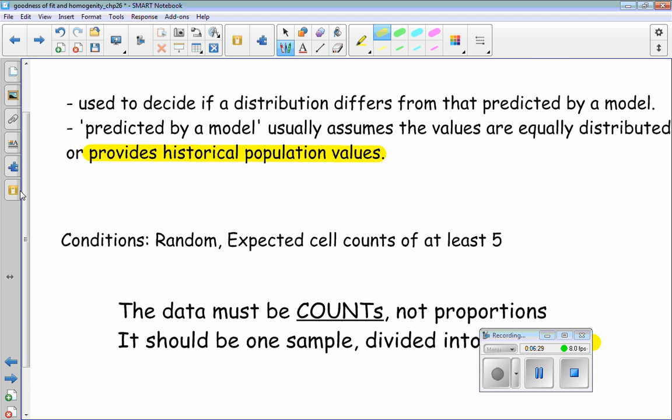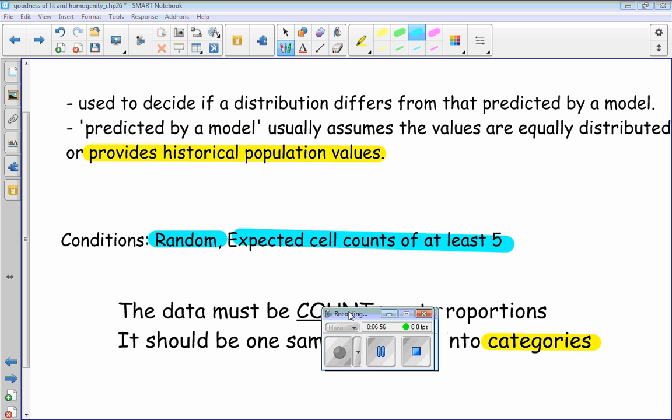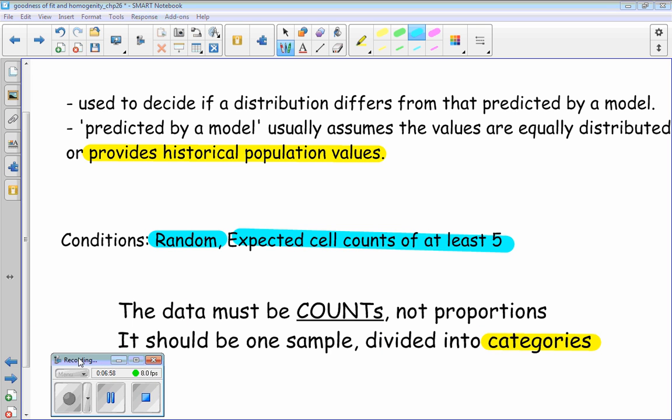The only conditions we have to worry about, there are two of them. We have to make sure that, obviously, it's random, and that the expected counts are at least 5. We'll talk about what expected counts mean versus real counts in a minute. And again, we're talking about counts, not proportions. We are talking about values. And it should be one sample.